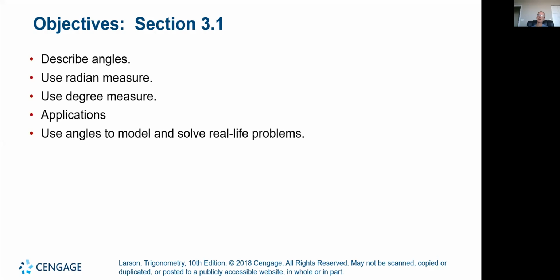So with regards to what we're going to talk about in section 3.1, these are the main topics: the idea of an angle, definition, and how to measure it. There are two ways to measure it: radians and degrees. We'll talk about some application aspects of angles and do some real world problems. Hopefully the last one will be a fun one as well.